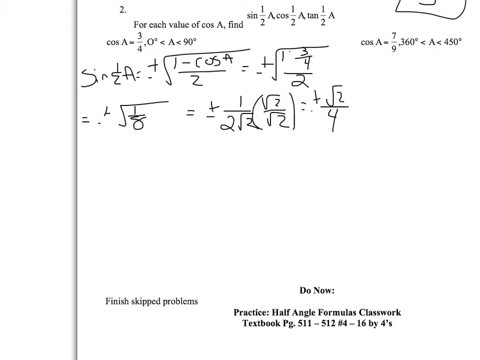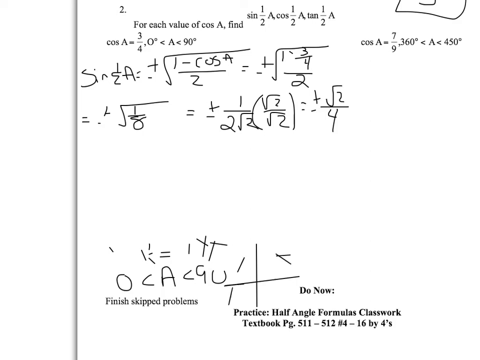Now to decide if it's plus or minus in this case, notice it tells you that A is between 0 and 90. We don't care about A, we want 1/2 A. I'm just going to go down here. So if A is between 0 and 90, take half of the range. Half of 0 is 0, half of 90 is 45. Well, what quadrant is 0 to 45 degrees? Should be saying quadrant 1. In quadrant 1, everything is positive, so the final answer is just radical 2 over 4.